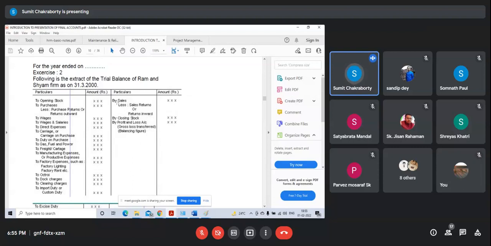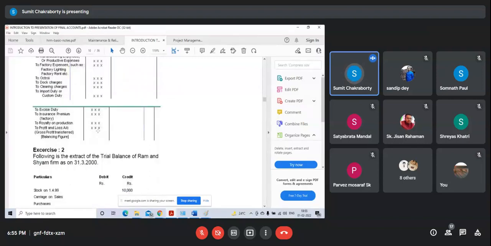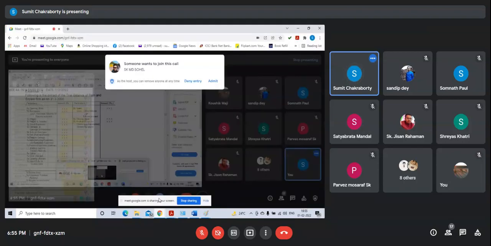So the credit side starts with sales, less sales returns or returns inward, and by closing stock. There is no other item. They have shown gross profit or gross loss transfer on both sides, but there should be only one, either gross profit or gross loss, not both. Either you make a profit or loss, or there is no profit and loss at all. May happen, but generally it doesn't happen regularly, once in a blue moon.